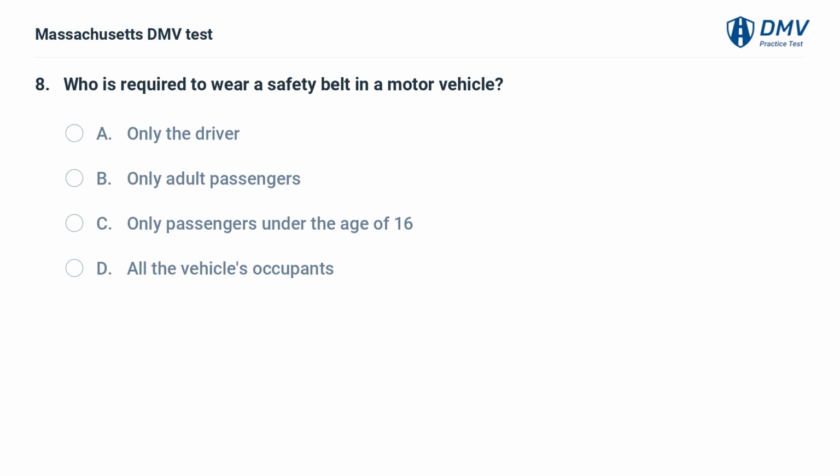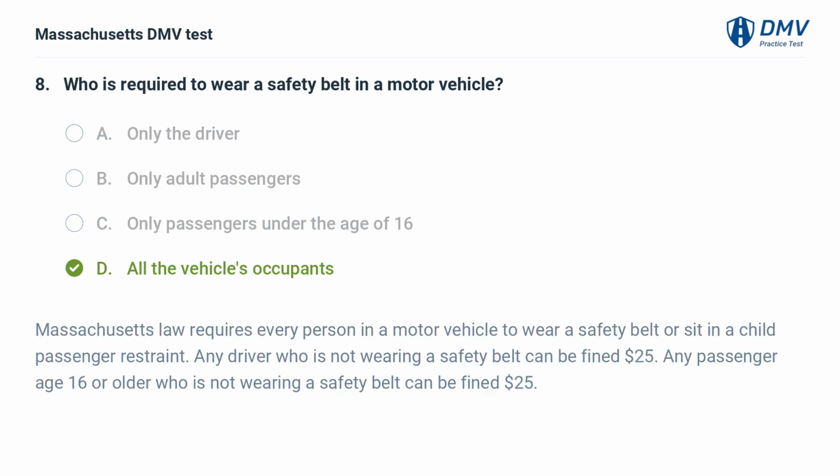Who is required to wear a safety belt in a motor vehicle? A. Only the driver. B. Only adult passengers. C. Only passengers under the age of 16. D. All the vehicle's occupants.